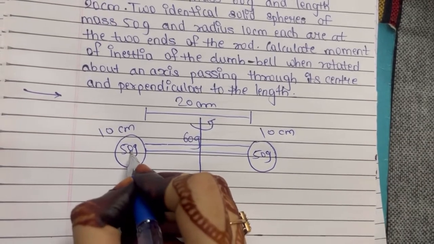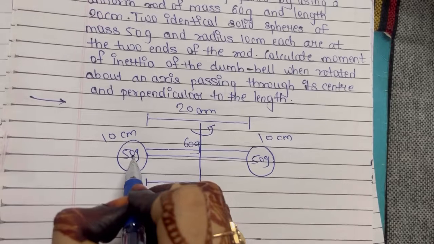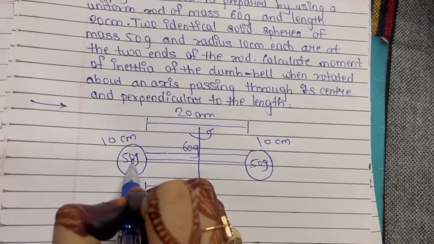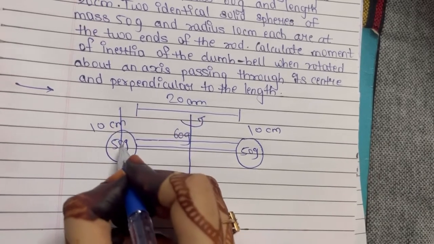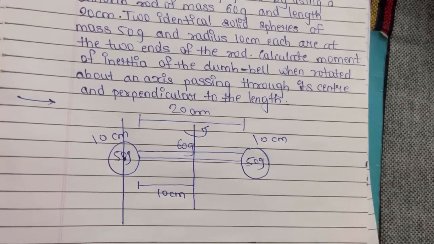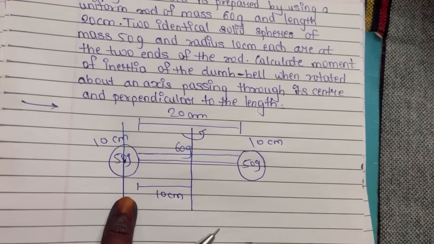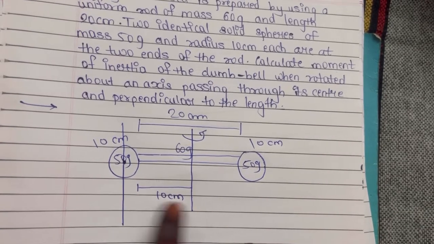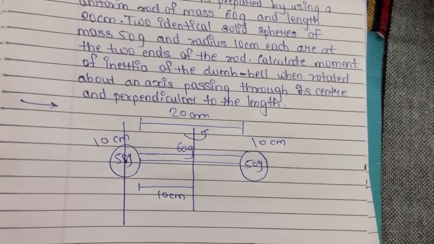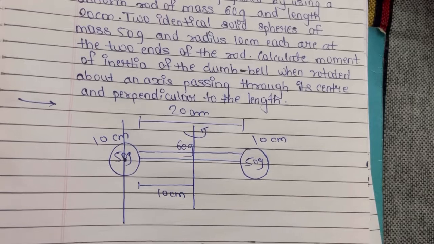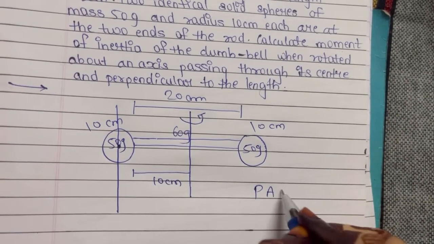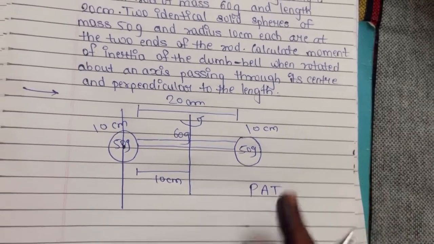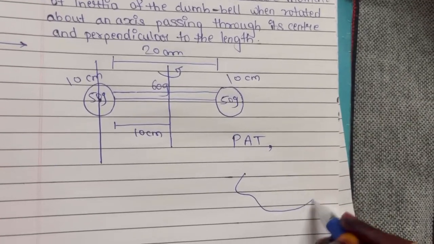Now if you check the central point of the sphere, then this is the center. If you draw an axis from the center of the sphere, then this axis and this axis, both of them are parallel to each other. So in this numerical, we are going to use the parallel axis theorem. Now let's see how the parallel axis theorem works.